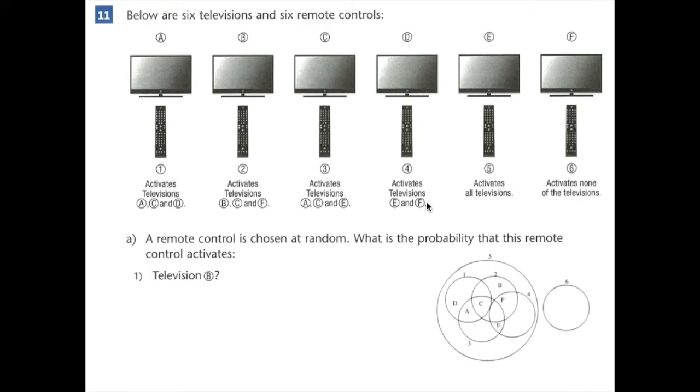And then remote control 5 activates everything, so I put everything inside a big huge circle 5. Remote control 6 activates nothing, so I put 6 out here. And you can put all this inside a rectangle if you like, but I didn't bother with that.